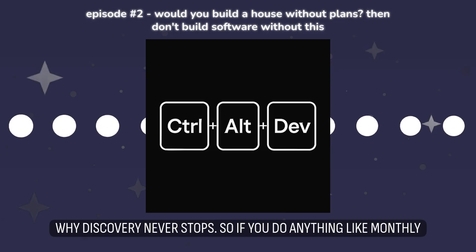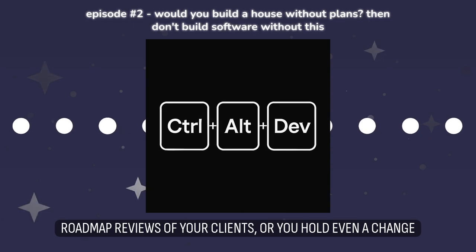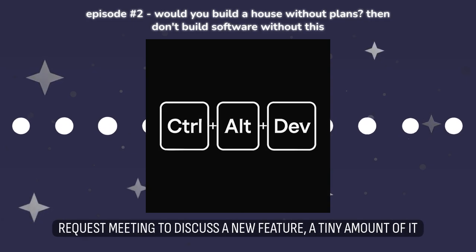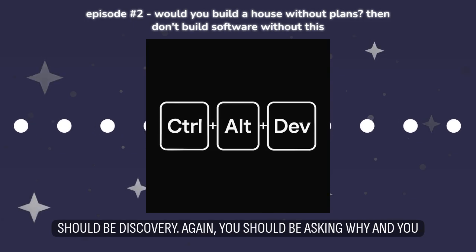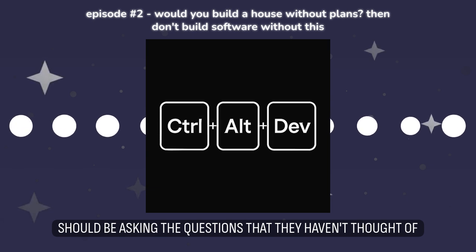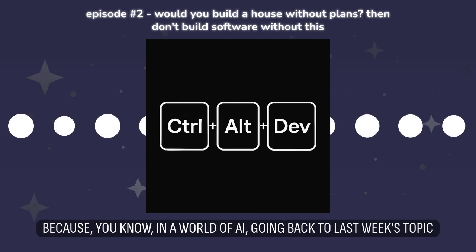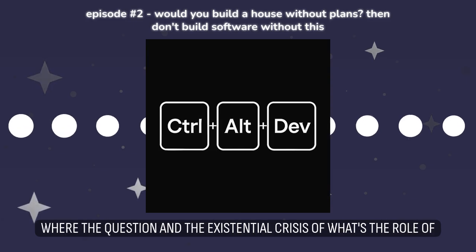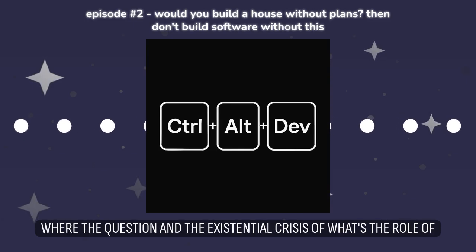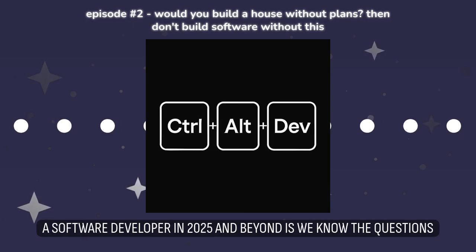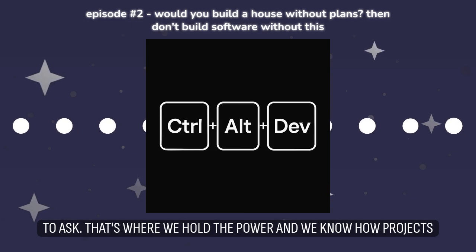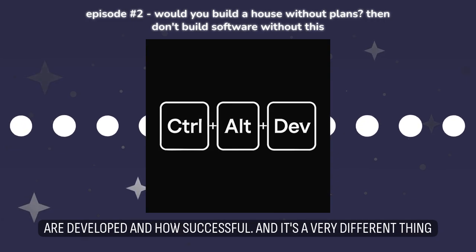So if you do anything like monthly roadmap reviews of your clients, or you hold even a change request meeting to discuss a new feature, a tiny amount of it should be discovery again. You should be asking why, and you should be asking the questions that they haven't thought of, because, in a world of AI, going back to last week's topic, where the question and the existential crisis of what's the role of a software developer in 2025 and beyond is, we know the questions to ask. That's where we hold the power, and we know how projects are developed and are successful.